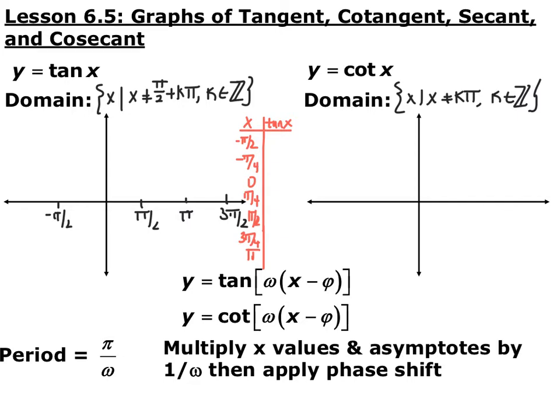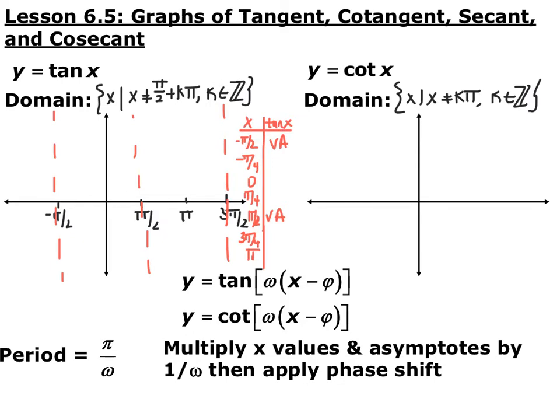If you remember from earlier sections, the domain of tangent is that x cannot equal pi over 2 plus k pi, where k is an integer. So basically at the top and the bottom of the unit circle, pi over 2, 3 pi over 2, negative pi over 2, so on and so forth. What that means is at those spots we actually have vertical asymptotes. So every time you have a pi over 2, you have a vertical asymptote.